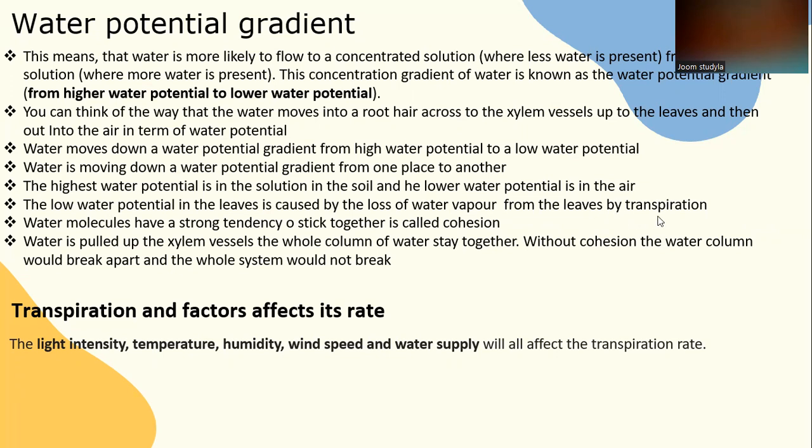The low water potential in the leaf is caused by the loss of water vapor from the leaf by transpiration. Water molecules have a strong tendency to stick together, called cohesion. When water is pulled up the xylem vessel, the whole column of water will stay together. Without cohesion, the water column would break apart and the whole system would not work. What are the factors that affect the rate of transpiration? They are light intensity, temperature, humidity, wind speed, and water supply.